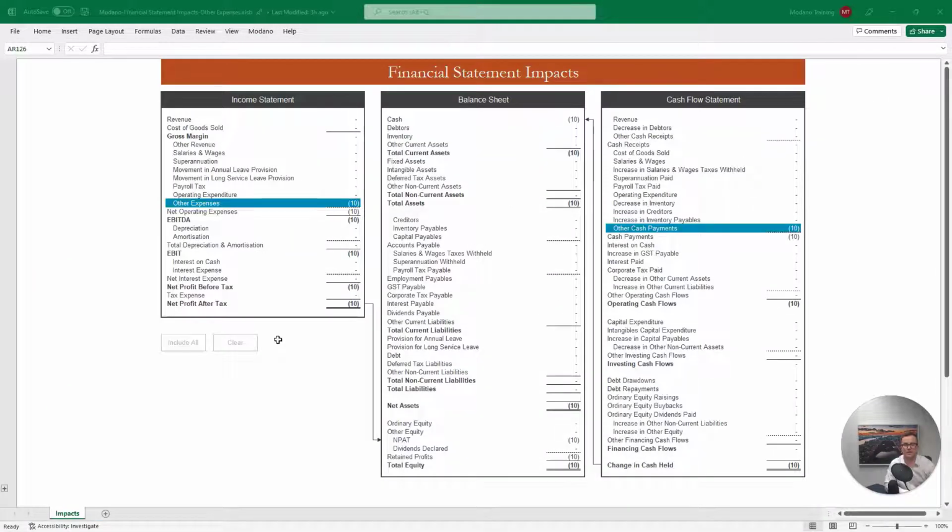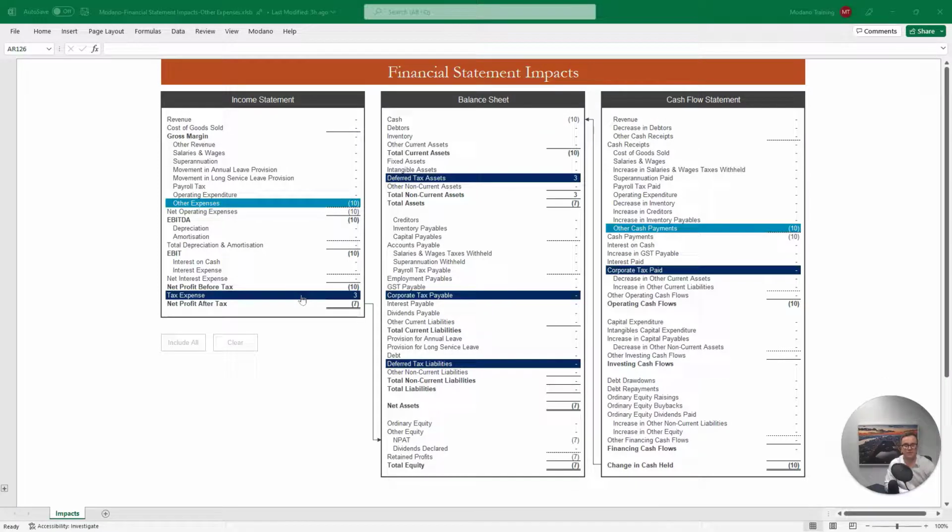Now, the only additional area of analysis that other expenses has implications with is within your corporate taxation. Corporate taxation will be handled within its own video.